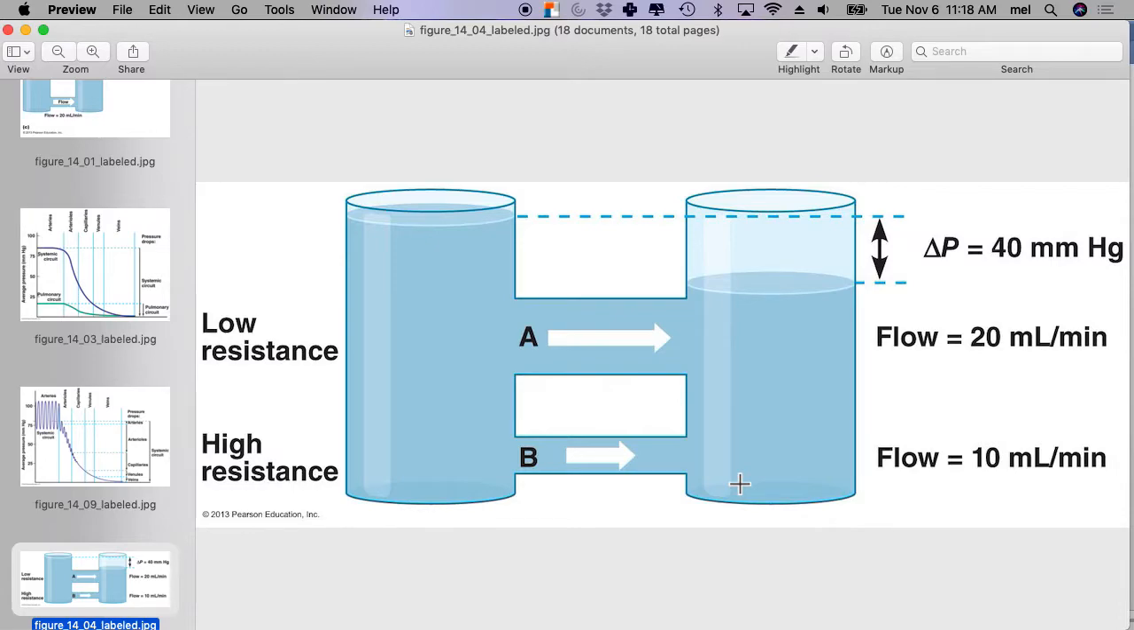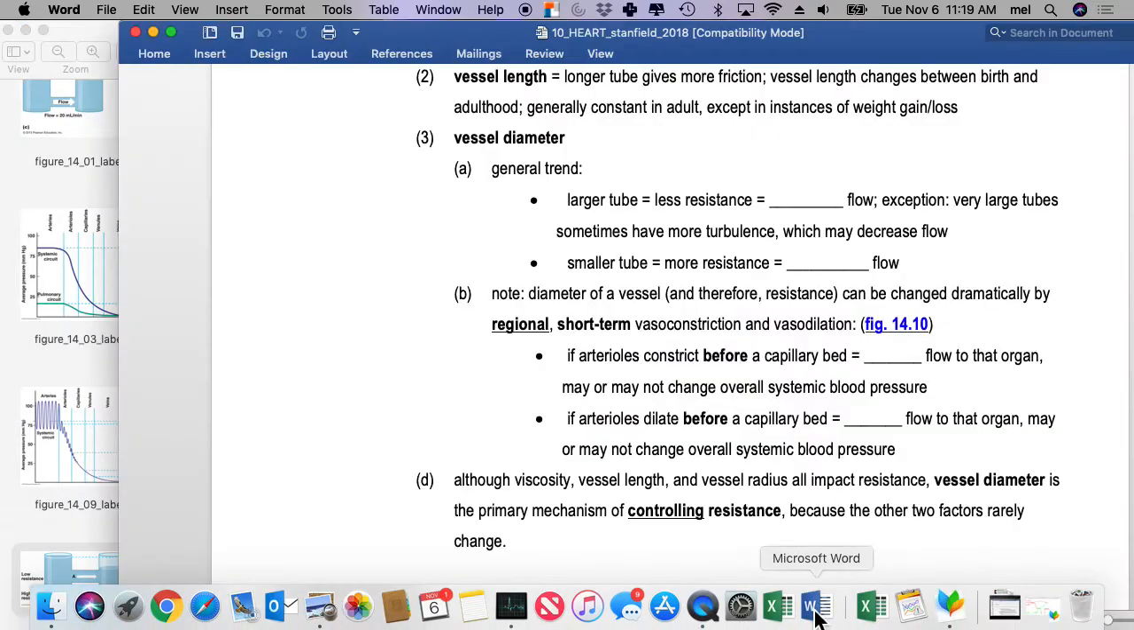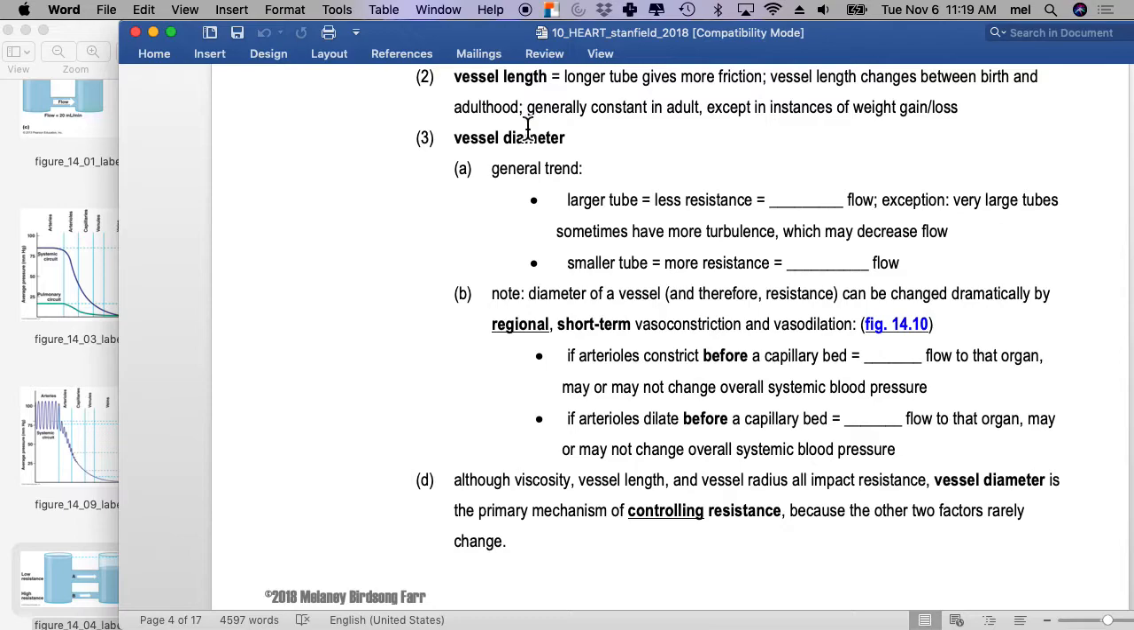That makes sense, right? Aorta compared to the brachial artery, right? But that's just the inherent vessel diameter predisposition: larger tube, less resistance, more flow. Exception: can you get so wide that you won't have any flow? Well, yeah. You have a little stream, it's got a little flow. You have a big stream, it's got a lot of flow. But then you have a lake, and it's got no flow, right? If you get so big like an aneurysm, then you have no flow whatsoever.